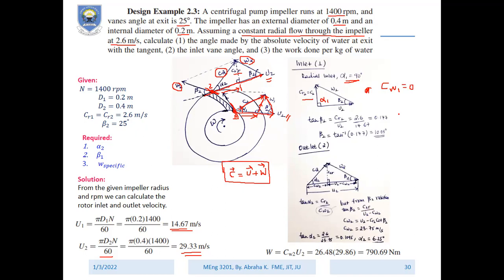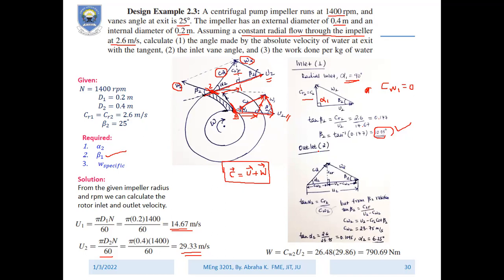It is completely radial. From this, we can calculate the plate angle by the tan relation. Tan beta 1 is therefore CR1 over U1. CR1 is 2.6 and U1 is 14.67. From this we get this value, and tan inverse of that value is the angle. So we have 10.09 degrees. So this was one requirement, one parameter to be calculated. Now we have done that one.